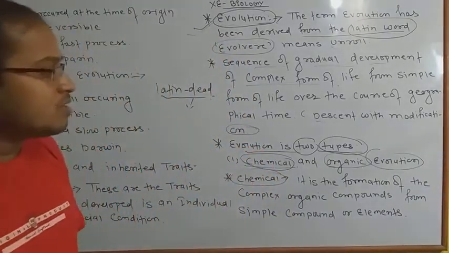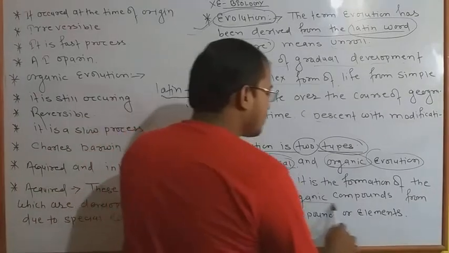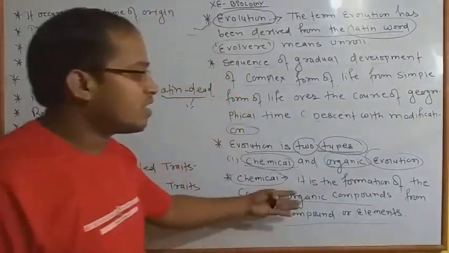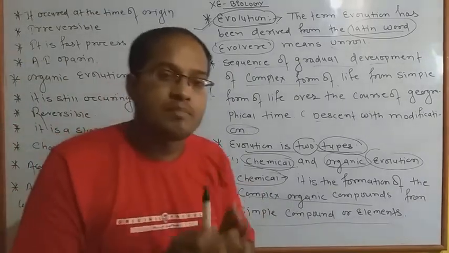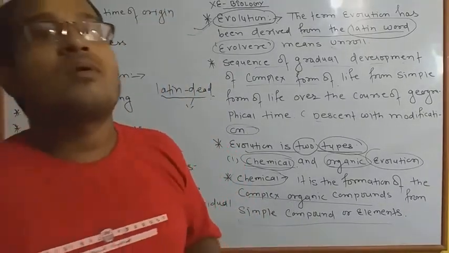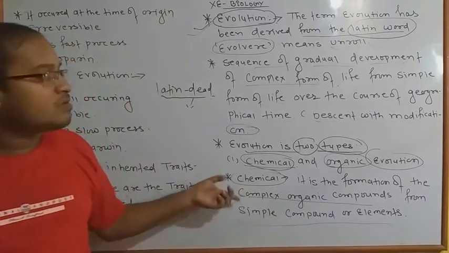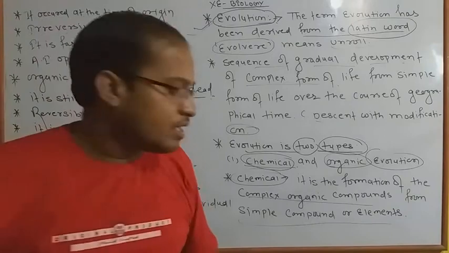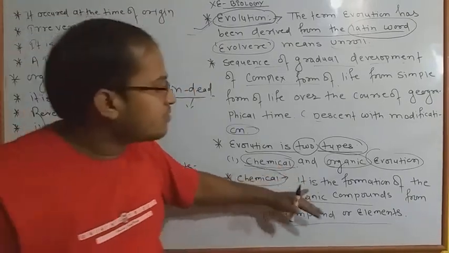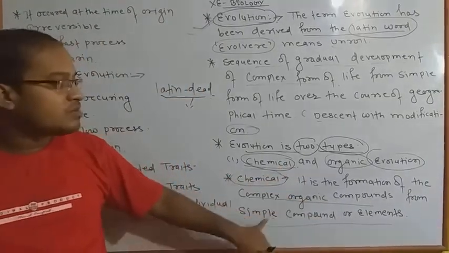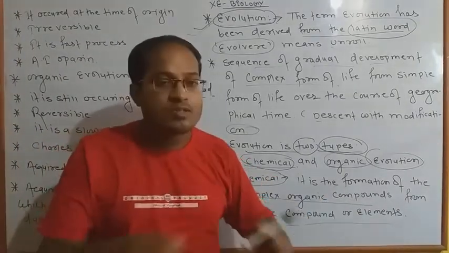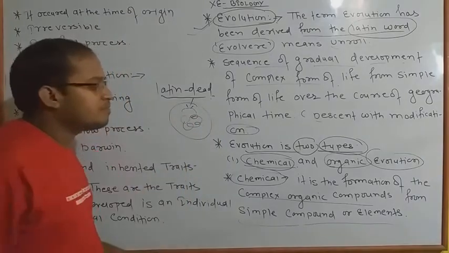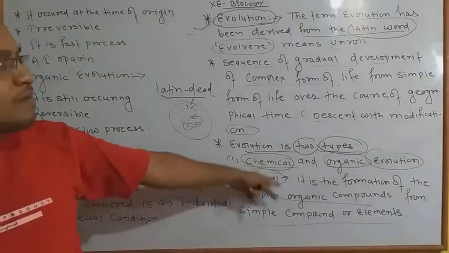Why? Because it is the formation of complex organic compounds from simple compounds or elements. इसमें क्या होता है, जनरली जो कॉम्प्लेक्स ऑर्गेनिक कंपाउंड्स होते हैं वो लगभग सिंपल ऑर्गेनिक कंपाउंड से निकलकर बनते हैं. दैट इज कॉल्ड द केमिकल इवोल्यूशन. So here we have to discuss that it is the formation of complex organic compounds from simple compounds or elements. बहुत सारे छोटे छोटे से compounds या elements मिलकर एक बड़े से compound को बनाते हैं. That is called chemical evolution.